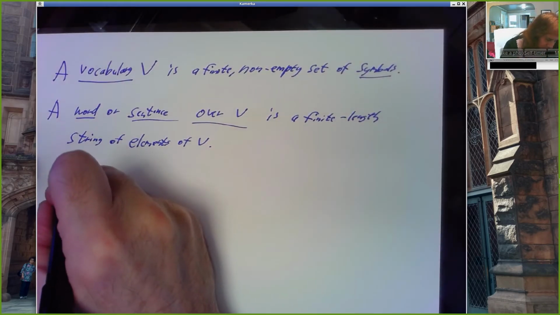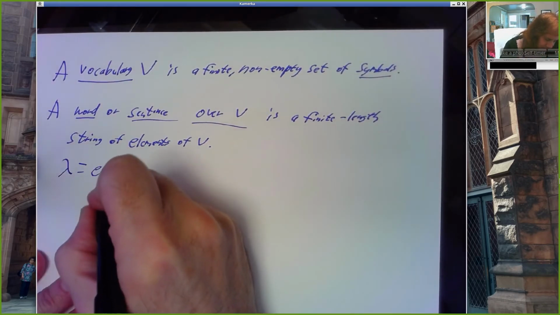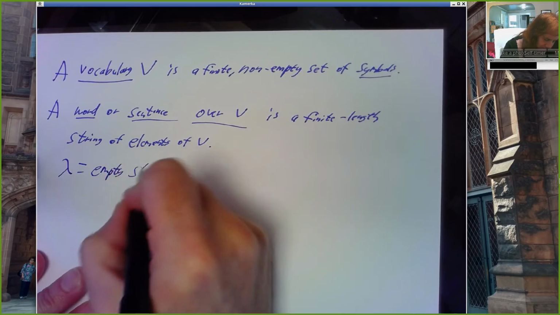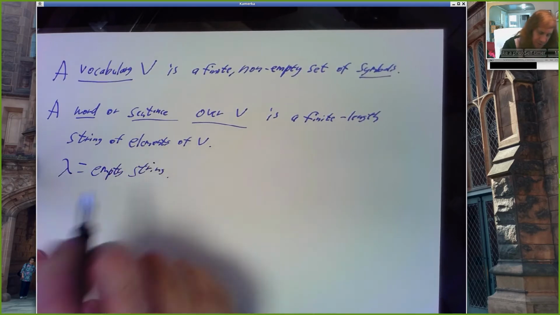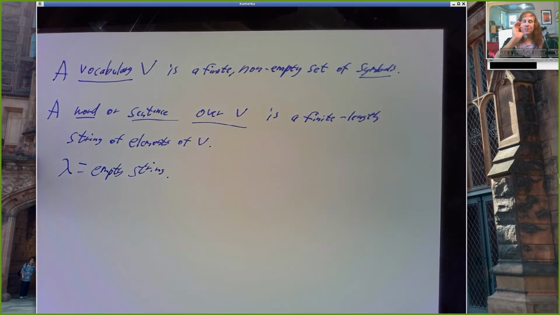Alright, we use the symbol lambda for the empty string, which is a string of 0 length, a string comprised of no symbols. And it's not the same thing as an empty set. Strings and sets are totally different creatures. So for an empty string, we use the symbol lambda. And it's a really, really useful symbol.